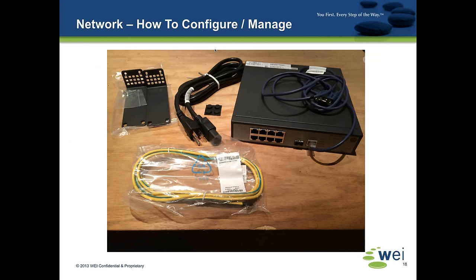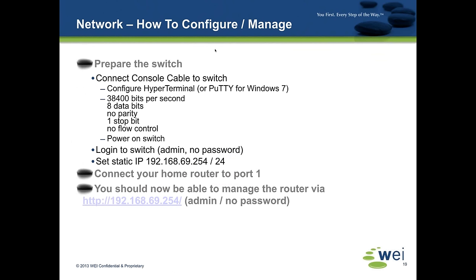Really what the switch gets you: that yellow cable up front is a grounding cable, and for home labs we'll probably throw that out. We have rabbit ears, power cables, rubber feet, and that console cable. So that's really what you get for that. When you plug your console cable in and you're going to configure that, you need a serial port. Those are the configuration parameters for HyperTerminal or for PuTTY if you're running Windows 7.